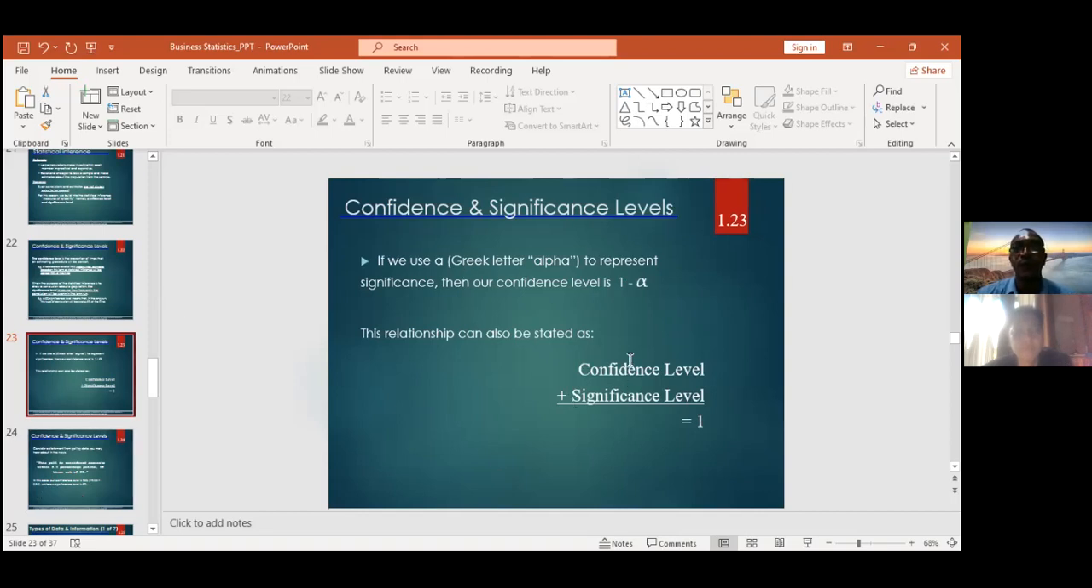If you know confidence level, you can calculate significance level. If you know significance level, you can calculate confidence level.